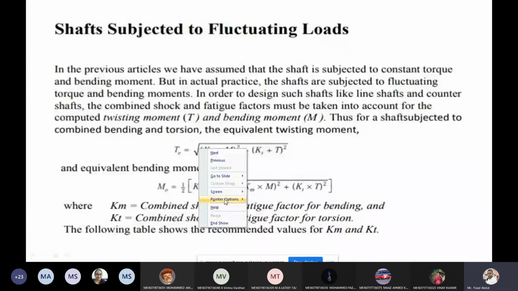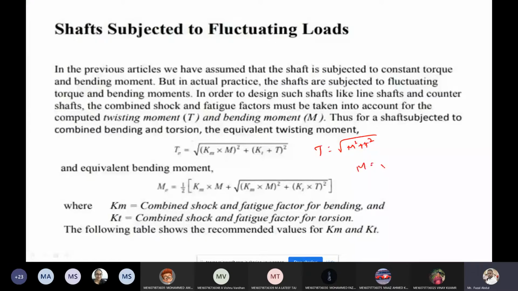The only change is this, you know already. The equivalent torque equation is T equals square root of M square plus T square. This is the equivalent when the shaft is subjected to torque. And another equation you know already is M plus square root of M square plus T square. These two equations are applied only when the shaft transmits the power with a steady motion. There is no change, the shaft is not subjected to any fluctuations.